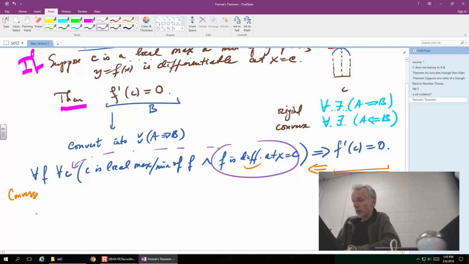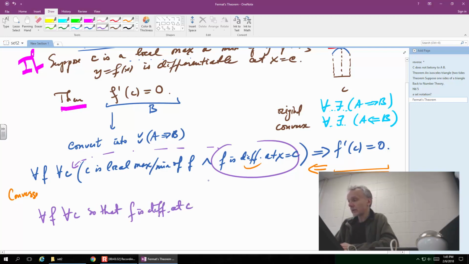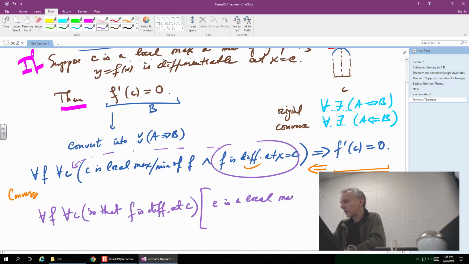Okay, so in other words, I'm taking this criticism and starting over: for any function f, for any c, so that f is differentiable at c. Okay, so that condition then will not be implied by anything. That's just a restriction on f and c. And now I have my implication. So c is a local maximum or minimum of f. Then f prime of c is equal to 0.